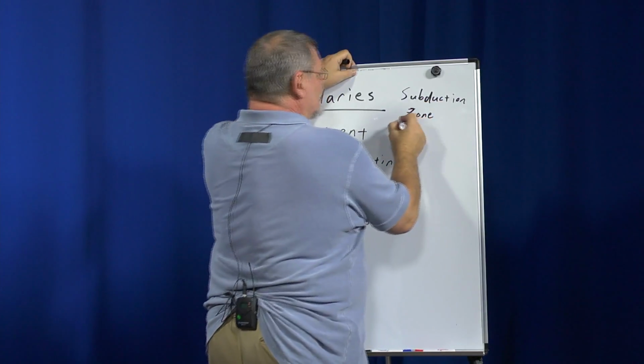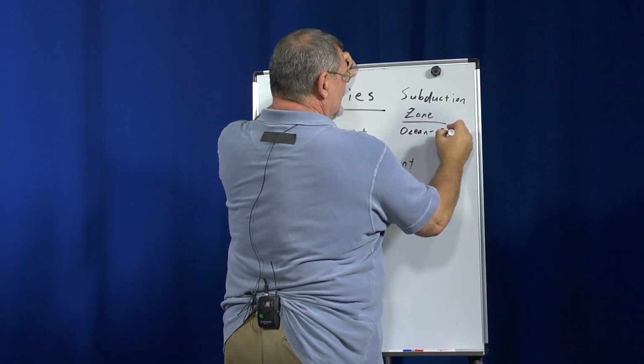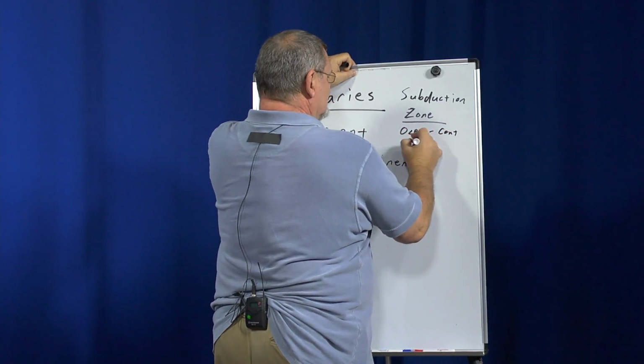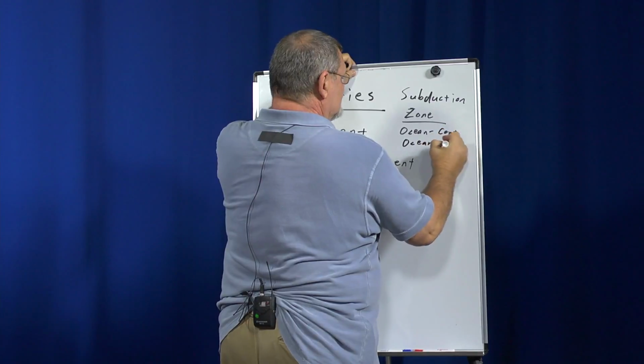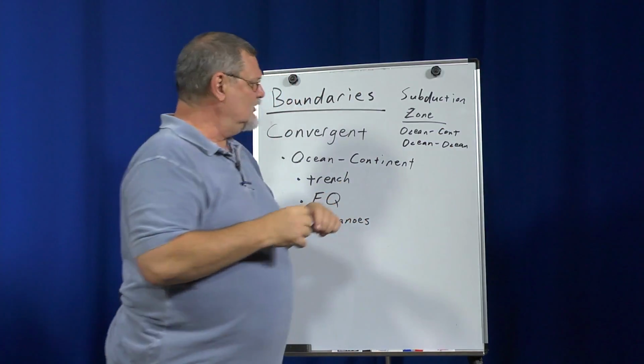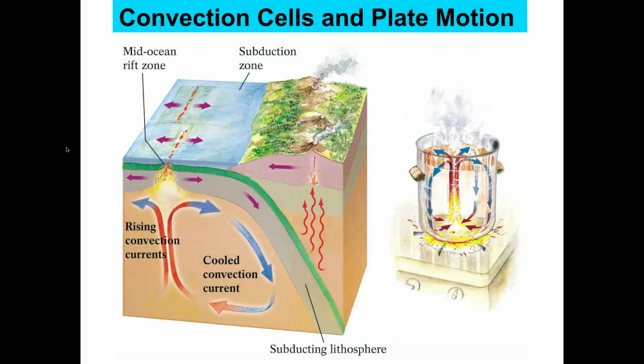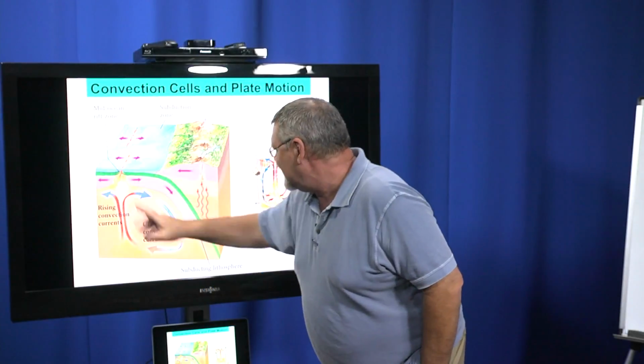And that's only for the ocean to continent and ocean to ocean plates. We don't get one with the continent to continent. I'll talk about that in a few moments. And like boiling water that's hot in the center, this convection current is driving this.